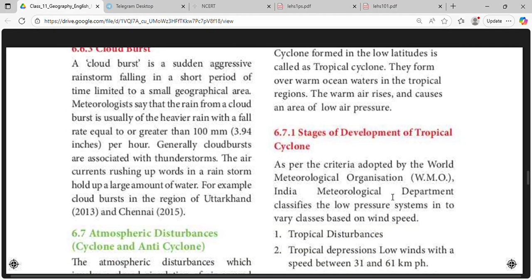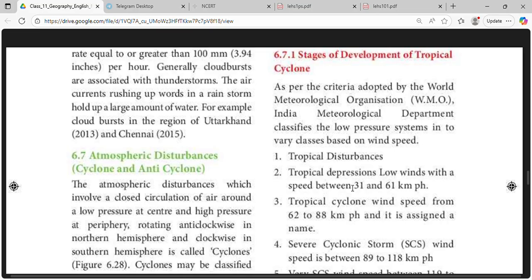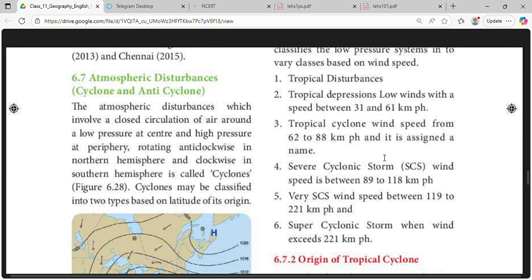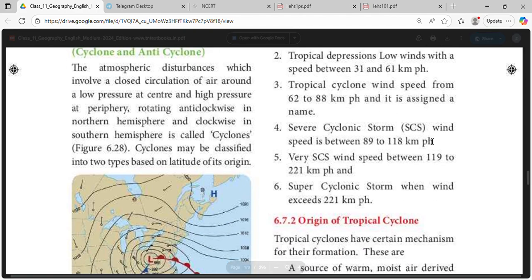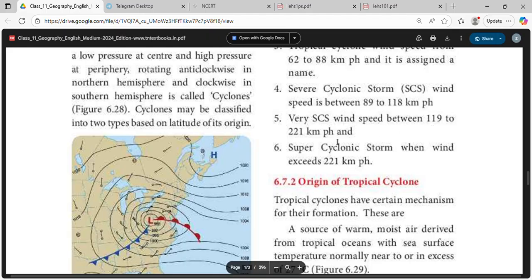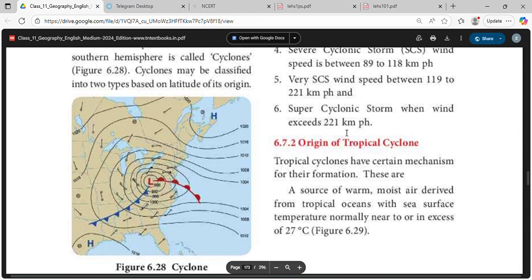As per the World Meteorological Organization, Indian Meteorological Department classifies low pressure systems based on wind speed: tropical disturbances, tropical depressions, low winds with a speed between 31 and 61 km per hour, tropical cyclone wind speed from 62 to 88 km per hour, and it is assigned a name. Severe cyclonic storm wind speed is between 89 to 180 km per hour. Very severe cyclonic wind speed is between 119 to 221 km per hour. And super cyclonic storm is when wind speed exceeds 221 km per hour.